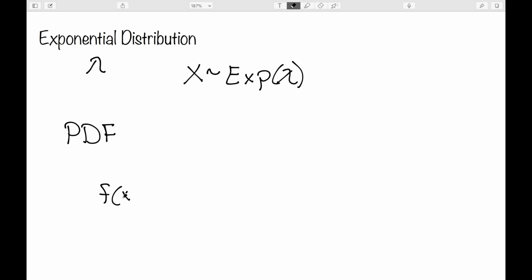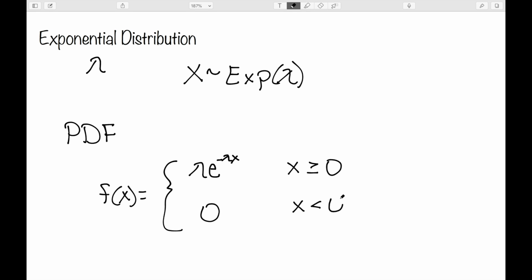And that's given by f of x is equal to lambda e to the negative lambda x for x greater than or equal to 0, and 0 for x less than 0.